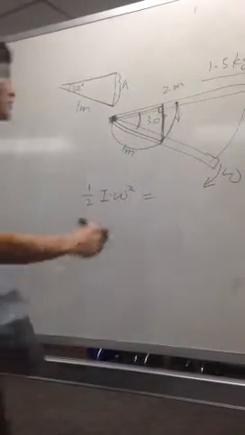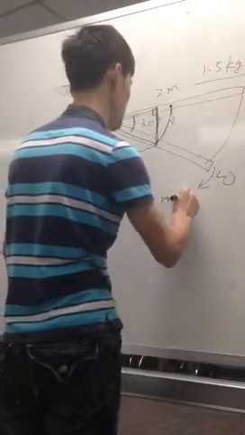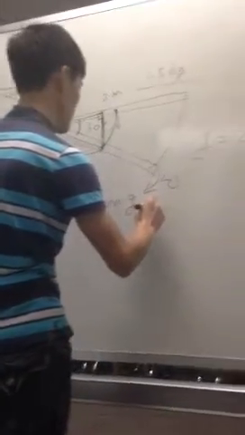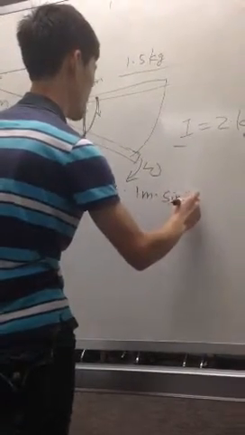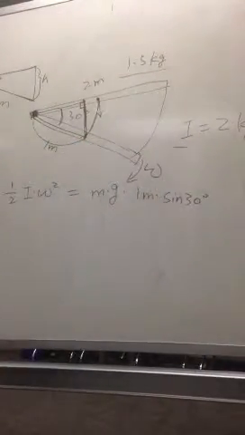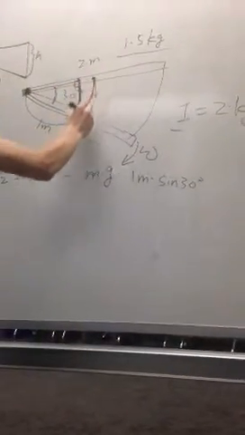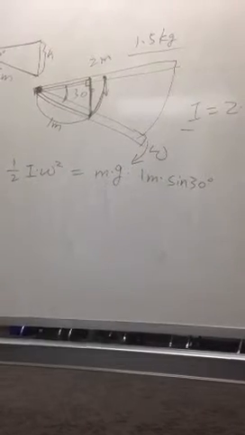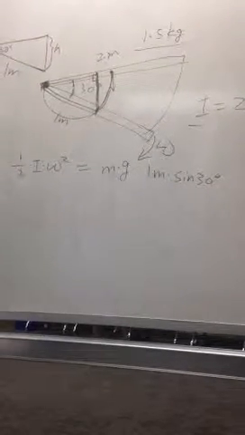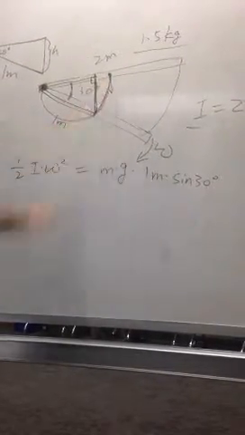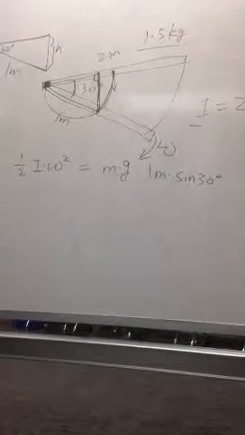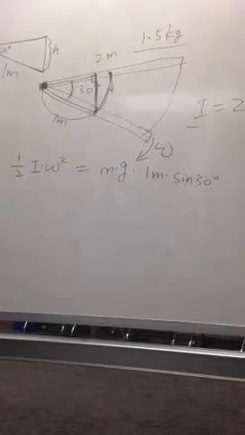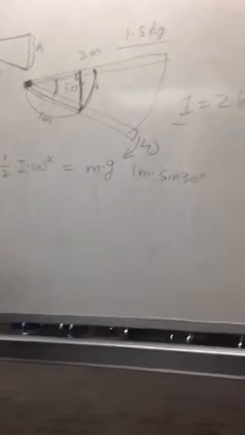Okay, so that will be mg, and then 1 meter times sine 30. That's the loss of the potential energy. The most difficult thing is to calculate this h. Okay? And then we can calculate these.